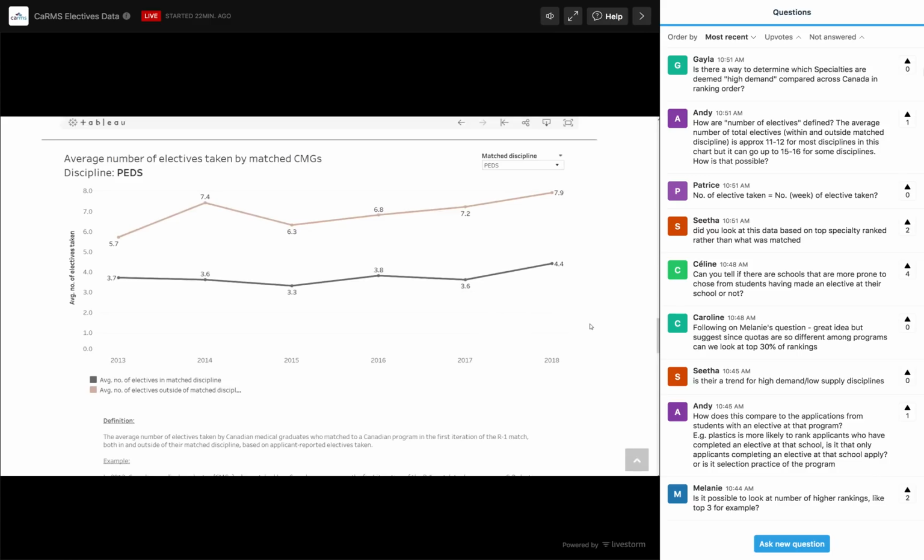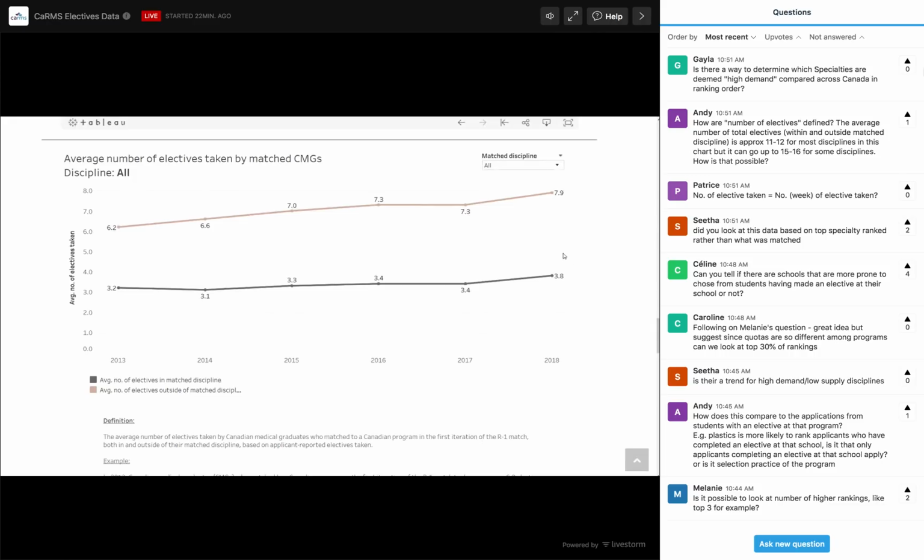The average number of total electives within and outside match disciplines is approximately 11 to 12 for most disciplines in this chart, but it can go up to 15 to 16 for some disciplines. How is that possible? So let's look back at all. Based on the average, we take 7.9 outside the match discipline and 3.8 within the match discipline, so that would be 11.7 on average electives taken for all applicants. So that's the math there.